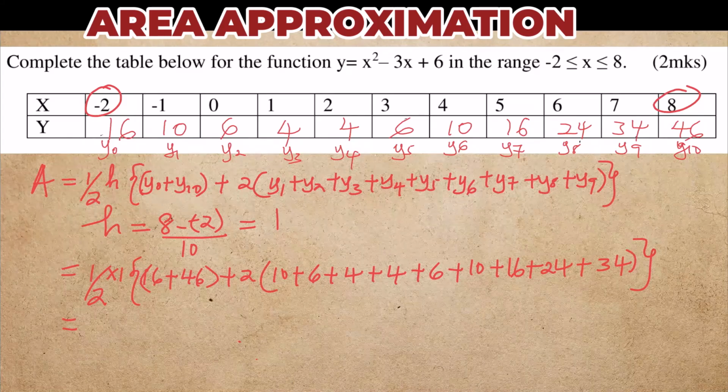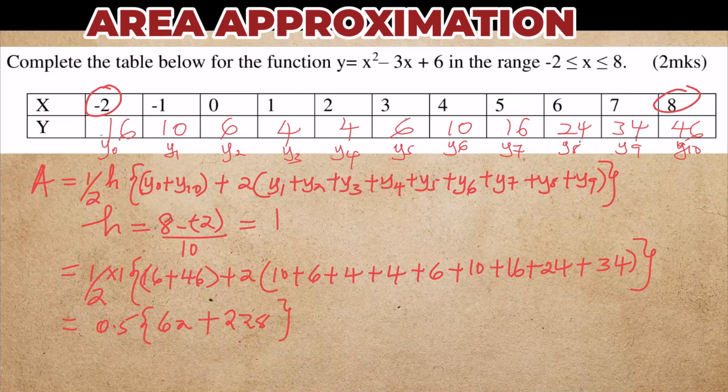So we work out this using a calculator. So a half times 1, that will give a half, which is the same as 0.5. Then 16 plus 46, that will give 62. Plus, now you add everything there, 10 plus 6 all the way to 34. That will give 10 plus 6 plus 4 plus 4 plus 6 plus 10 plus 16 plus 24 plus 34, that will give 228.